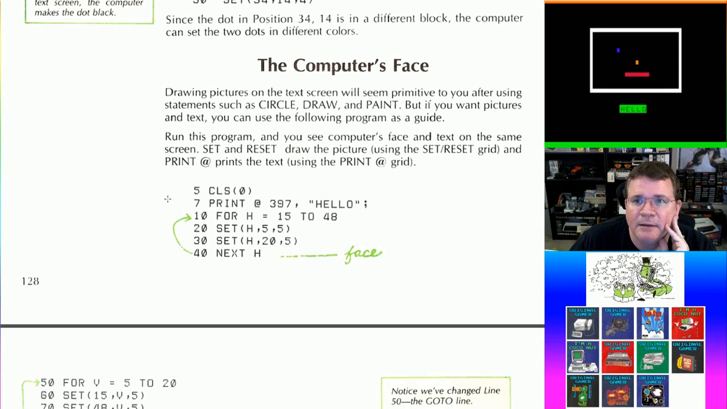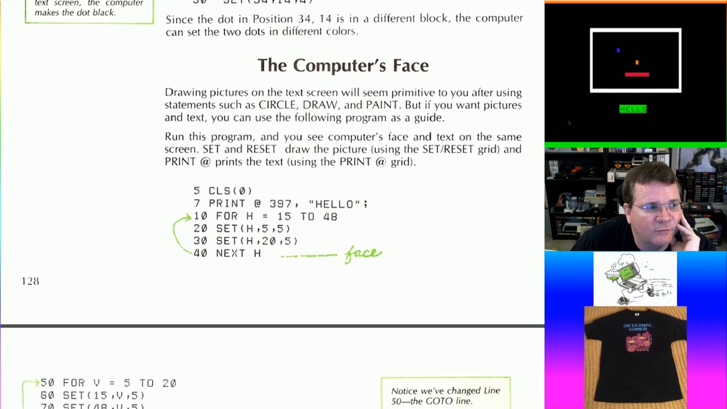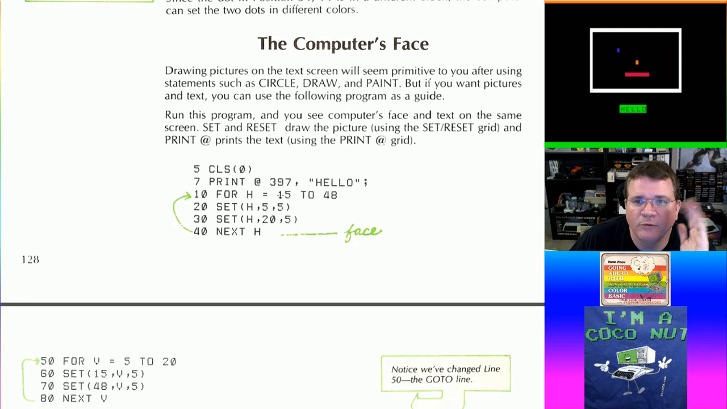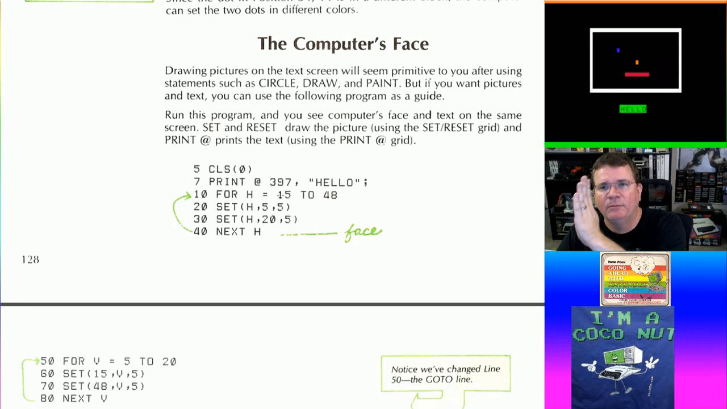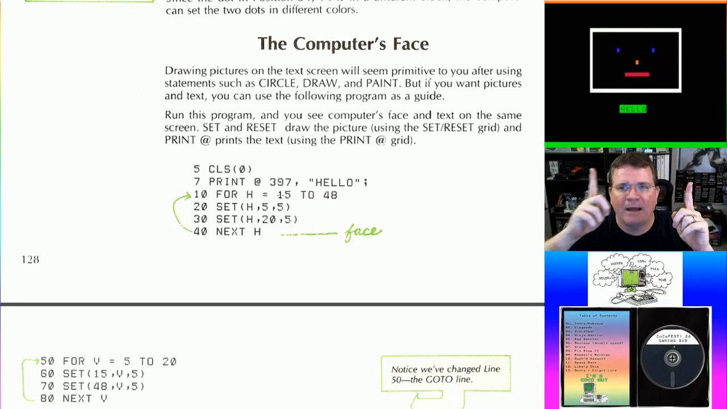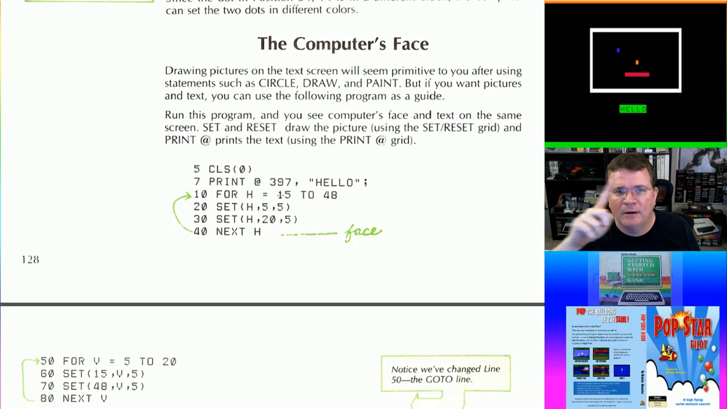So in line 5, we clear the screen. On line 7, we print towards the center of the screen the word hello right here. Then we start a FOR NEXT loop for our horizontal pixels. So we start at 15, which is roughly here, about a quarter of the way in, and we go over to 48, which is roughly 3/4 the way over. So we're basically taking up about half the screen, about dead center. And we start setting that across.